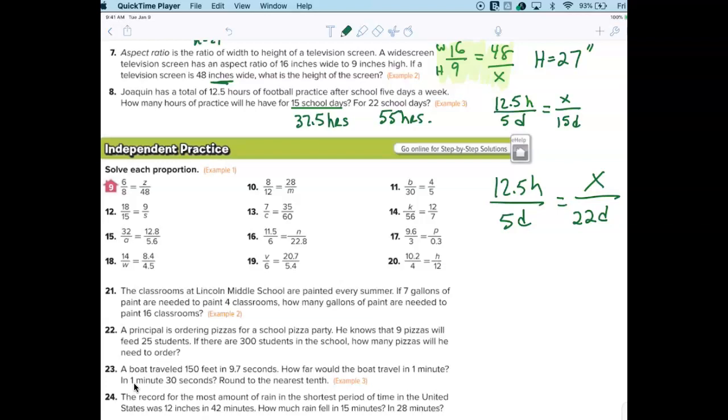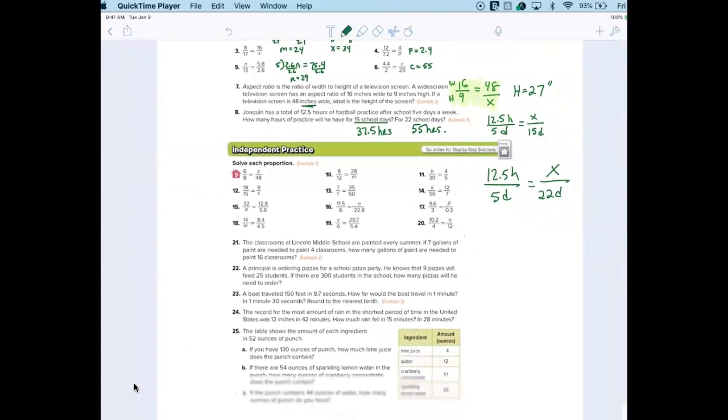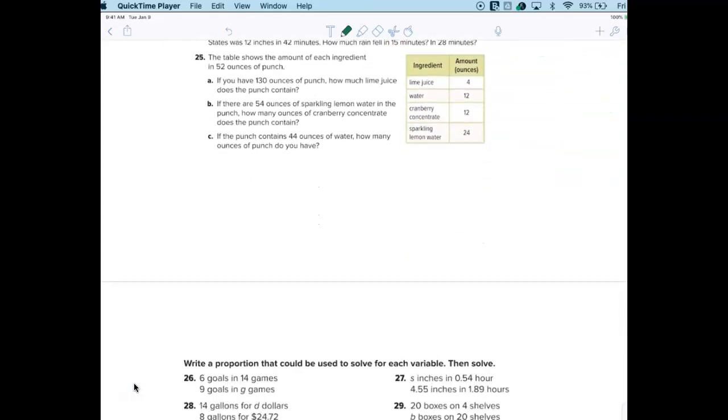Hey, listen to me, guys. I think this is easy, but some of my kids struggle. Does anybody have any struggles with that? Right? Anybody have any struggles?